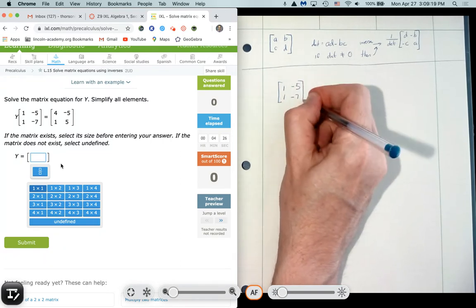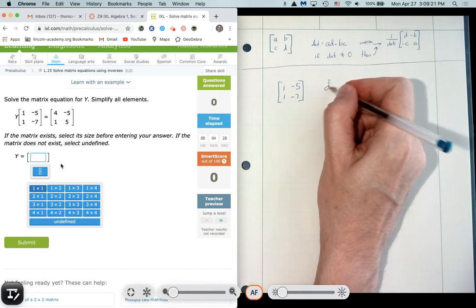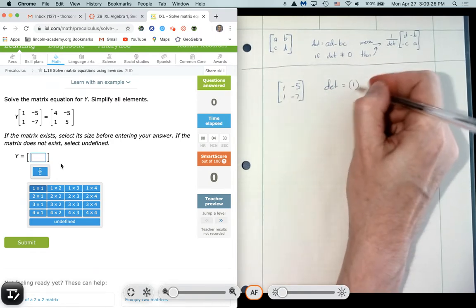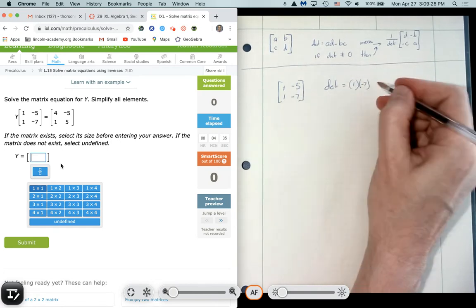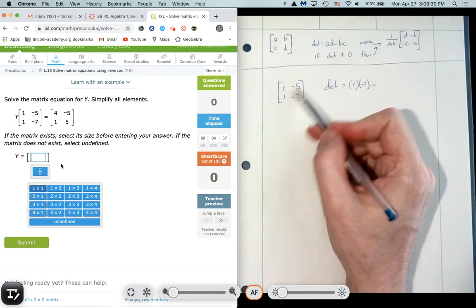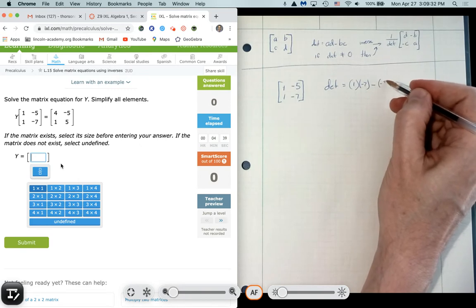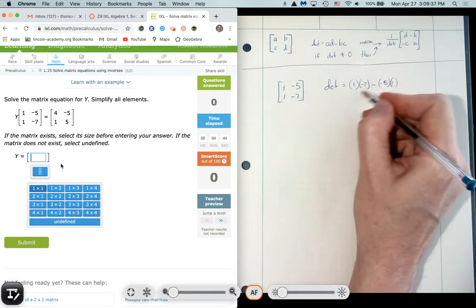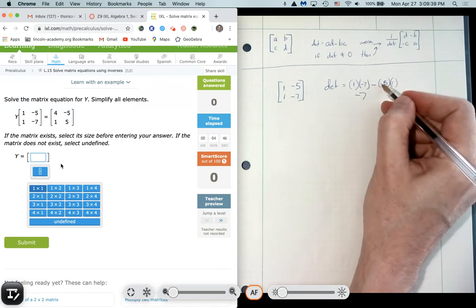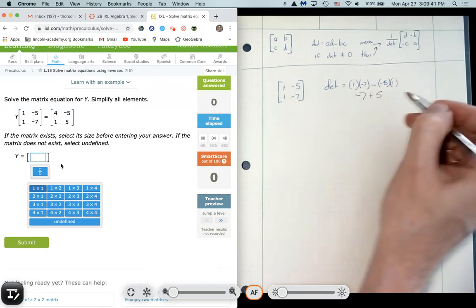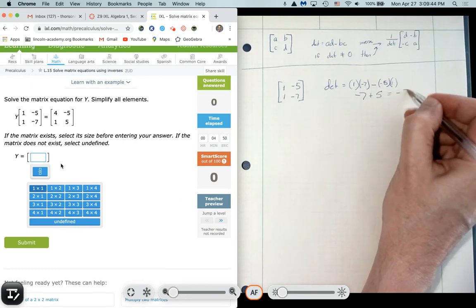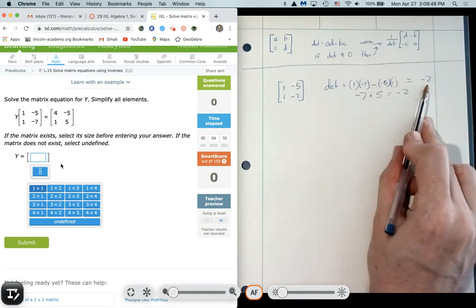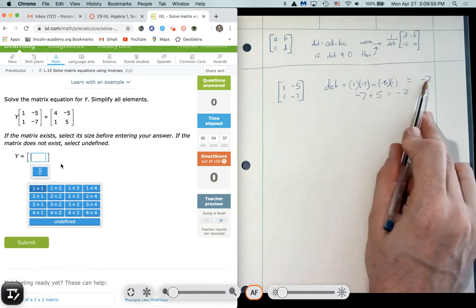So the first thing I'm going to do is find its determinant. The determinant is equal to A times D, 1 times -7, minus B times C, -5 times 1. And that's going to be a -7. Negative times a negative is +5, so we get a -2. So our determinant is -2. Since it's not 0, I know it has an inverse.